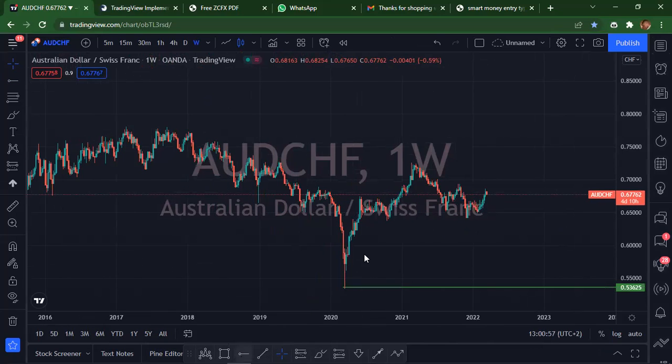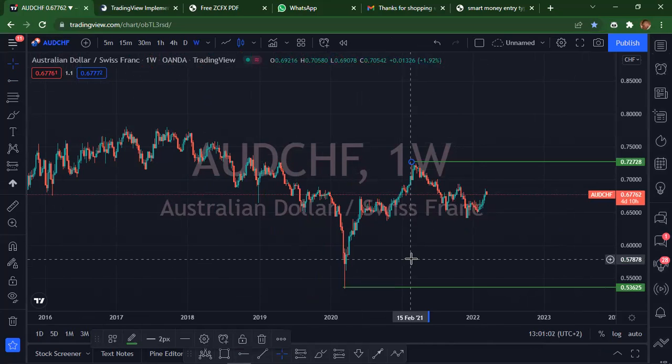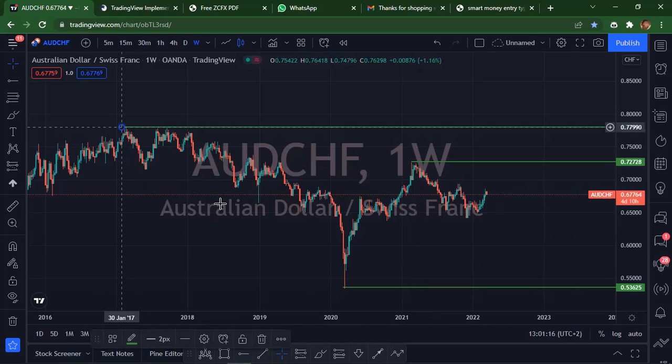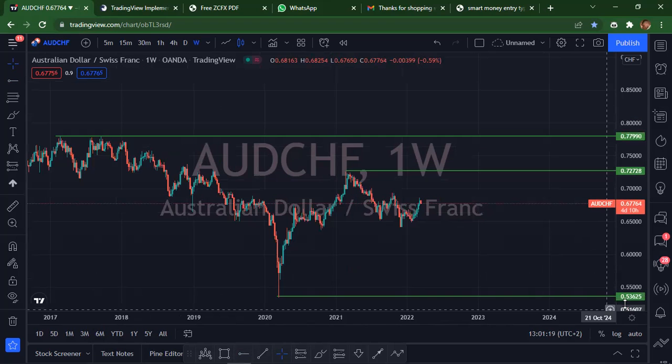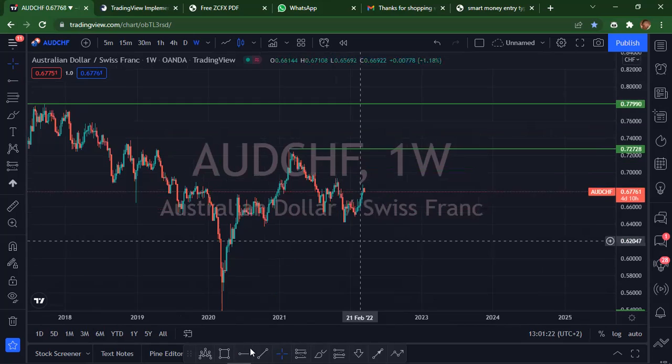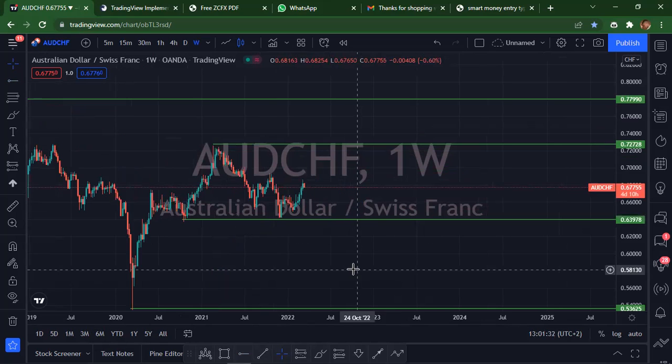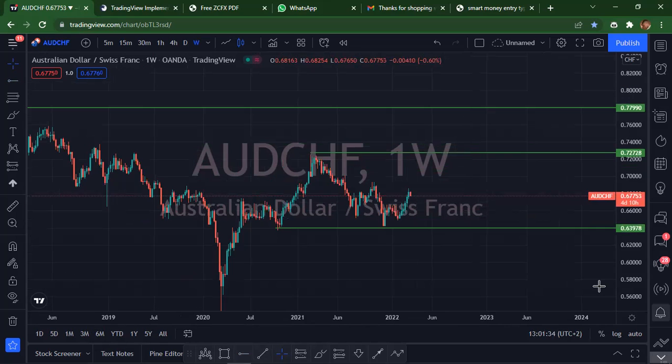We first identify our pivot points on a higher time frame. You can start on a weekly time frame or a daily time frame. For those high and low points, we are looking for the pivotal lows and pivotal highs. So this is what we have on our chart.